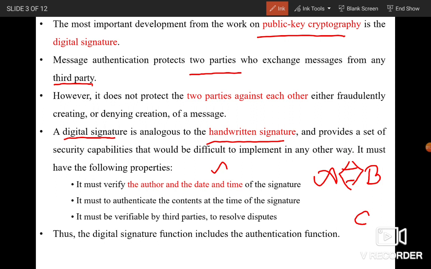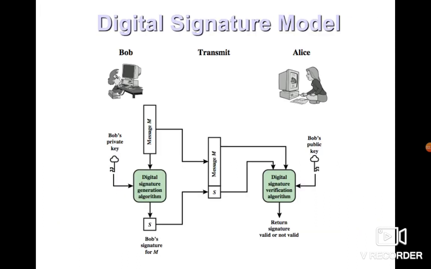Every digital signature should satisfy the following three properties. It must verify the author, the date and the time of the signature, and it should authenticate the content at the time of the signature, and every digital signature is verifiable by third parties. The digital signature function includes the authentication function also.